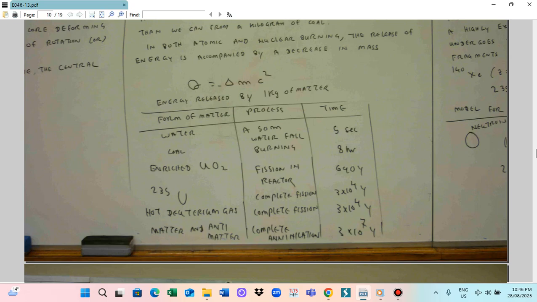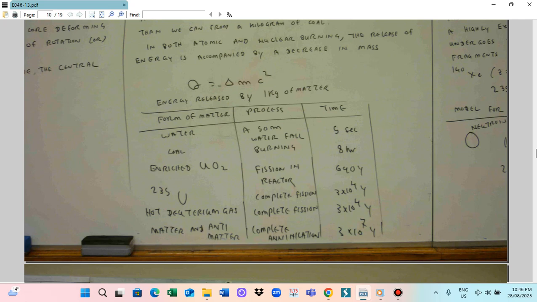And when coal is burning, to burn 1 kilogram of coal you have to take 8 hours. And enriched UO2, uranium and oxygen, in this case the fission in the nuclear reactor, the whole 1 kilogram burn out needs 390 years. And uranium 235, complete fission, takes 3 into 10 power 4 years. Hot deuterium gas, complete fusion, 3 into 10 power 4 years. Metal and antimetal complete annihilation, 3 into 10 power 7 years.